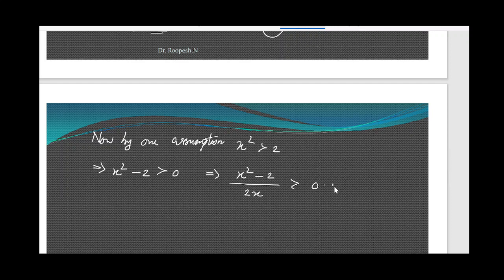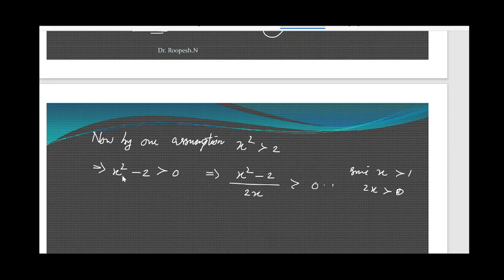What's the reason? Since x is greater than 1, 2x is greater than 2. Anyway, it should be greater than 0, right? 2x is greater than 0, we can have. So this is a positive quantity, this is a positive quantity. So this quotient is also positive.